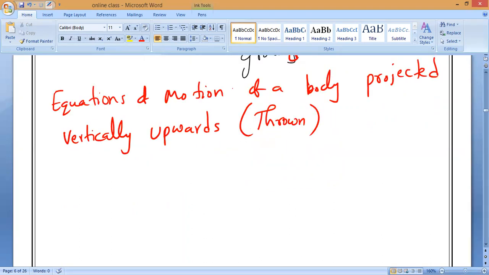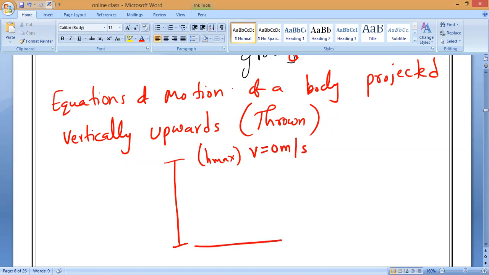Now, first of all, draw the picture. What will the picture be? A ball is thrown from the bottom. So you have to take a certain height. It will reach the maximum height, h maximum. By that time, what is the final velocity? I told you, final velocity is 0.